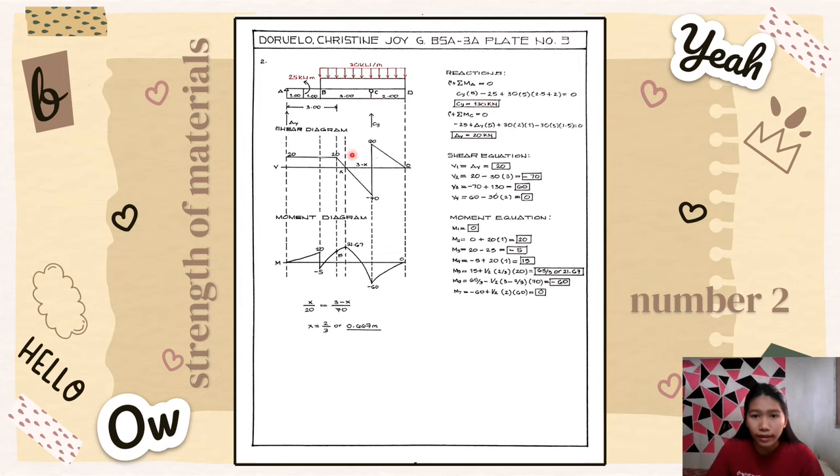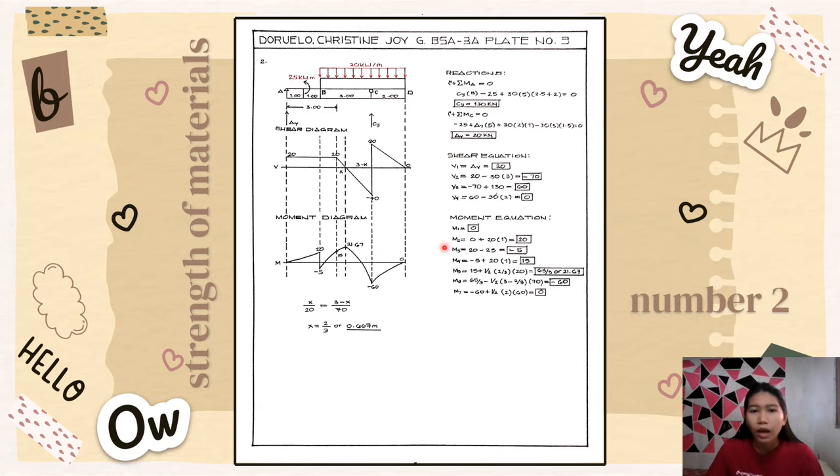So here, the 20. So V2 is equal to 20 minus 30 multiplied by 3, is equal to negative 70. So we got negative 70 downward. So here, the 70. And for the V3 is equal to negative 70 plus 130, is equal to 60. So we got 60 upward. And for the V4 is equal to 60 minus 30 times 2, is equal to 0. So we got 0 downward.